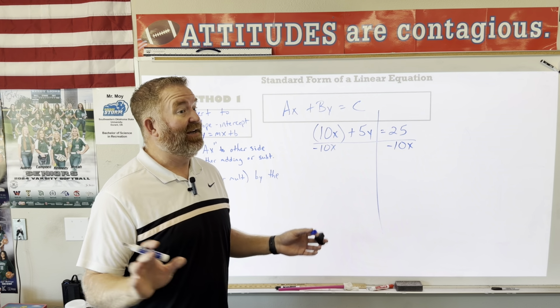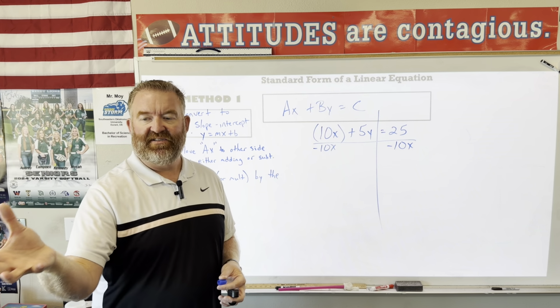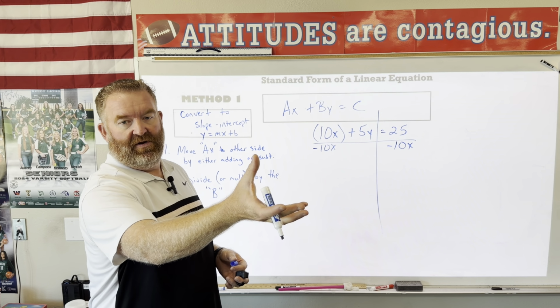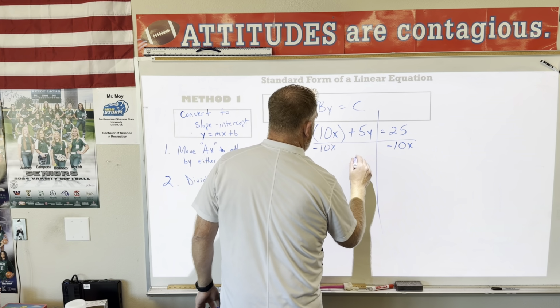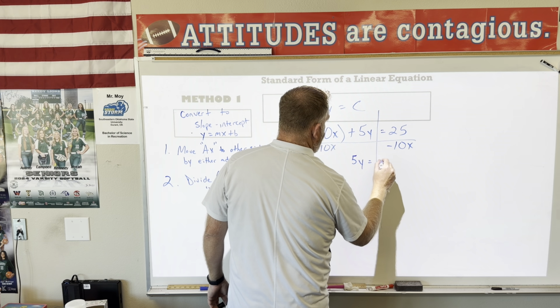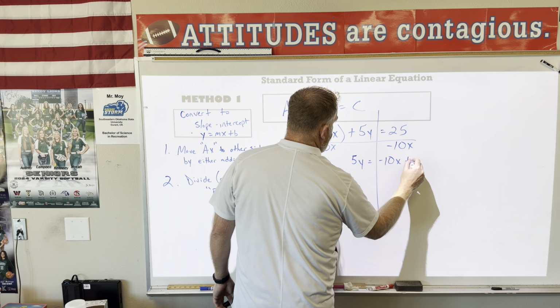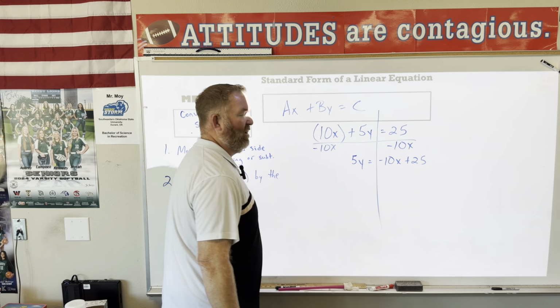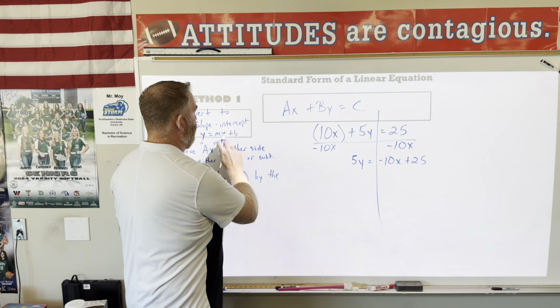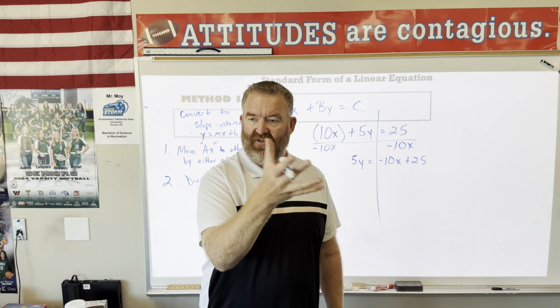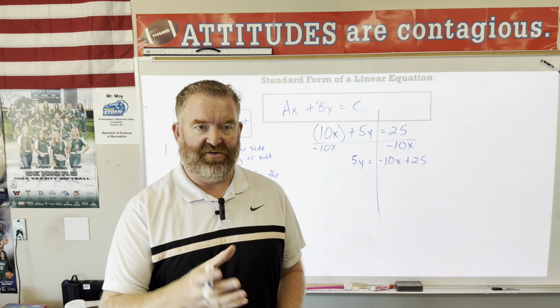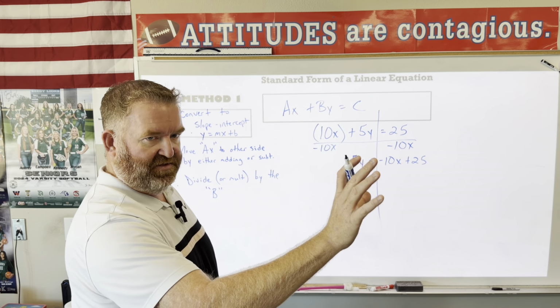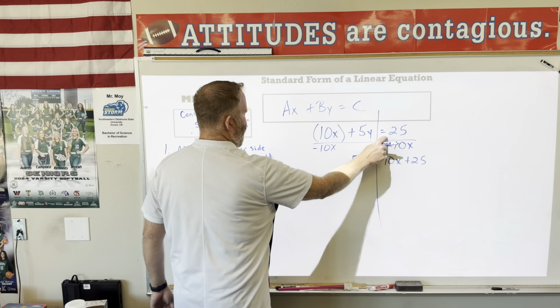Have I lost anybody yet? I'm just going to take a positive 10x, move it to the other side, and make it a negative. So now I'm left with 5y equals negative 10x plus 25. Now, I always put the x in front because y equals mx plus b. The x goes first, and the y-intercept is afterwards. So I kind of squeeze the x in there right after the equal sign.